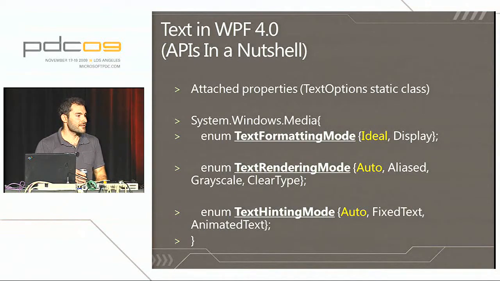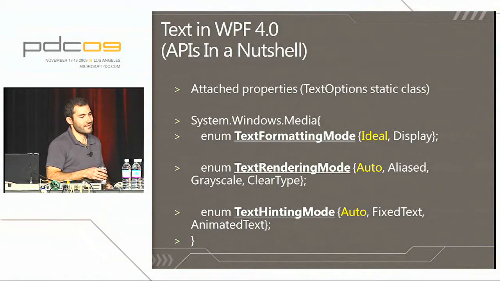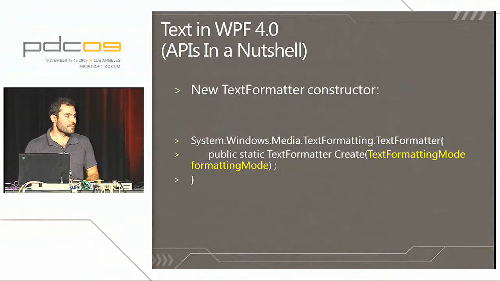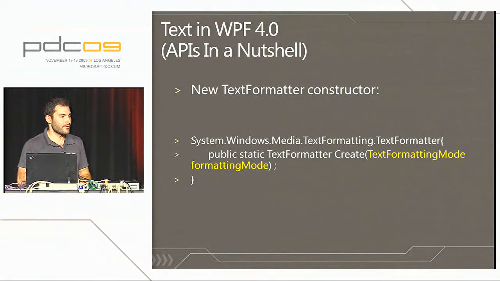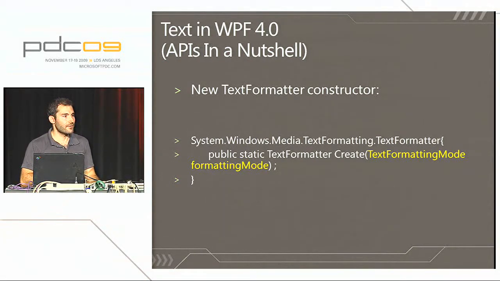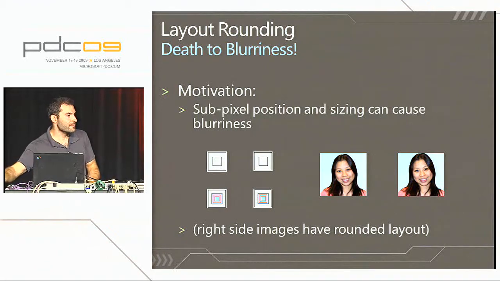And the last enum here is this text rendering mode. You can decide, I already alluded to this, whether you want to render aliased, grayscale, or ClearType. So pretty straightforward. Another new API we added is a new text formatter constructor. It just allows you to select the formatting mode. So if you're doing low-level text rendering, you can use this and specify whether you want display optimized or ideal optimized text formatting. So on to the next feature, layout rounding.